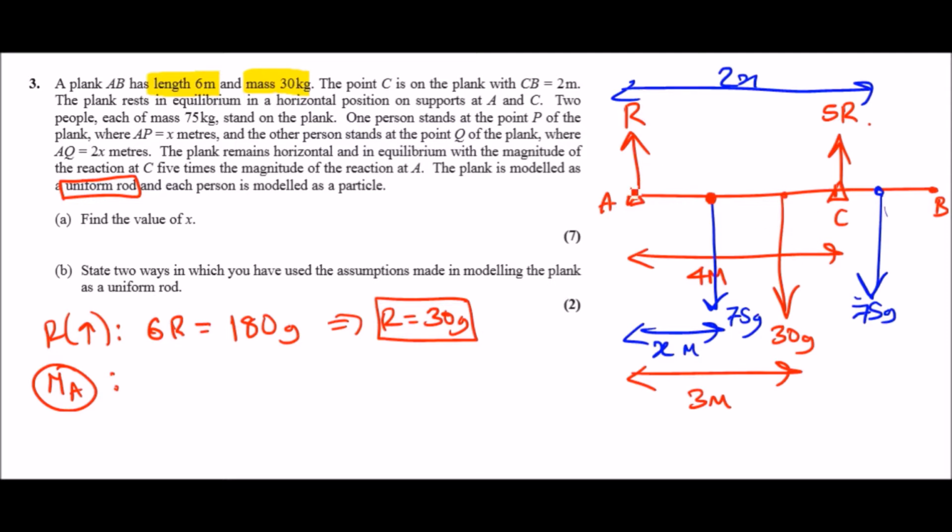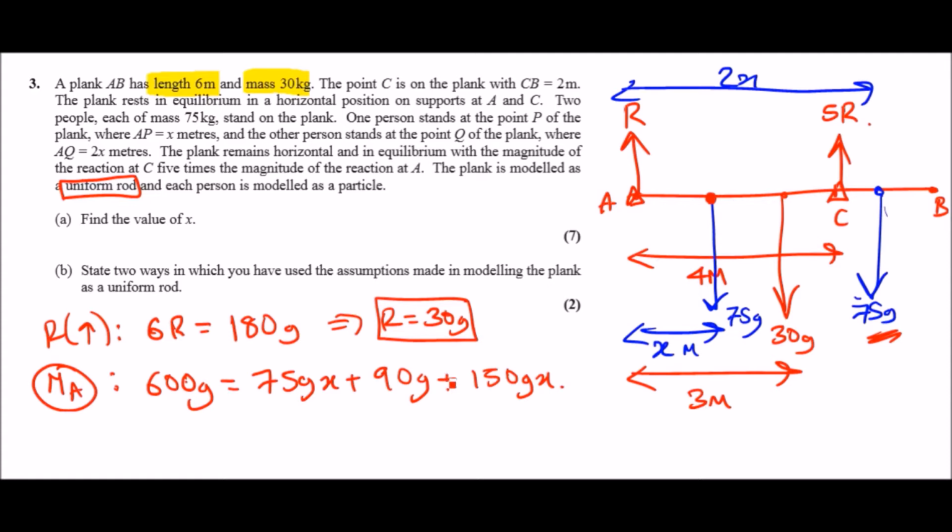Now let's do this. First, going to 5R, it's 4 meters across, so 4 times 5R gives us 20R, and R is 30, so 20 times 30 is 600, so it'll be 600 G. As for the downwards, first X times 75, which is 75 Gx, plus 30 G at 3 meters, which is 3 times 30, so 90 G. And lastly, the 75 G at 2X gives 150 Gx. And that's cool.